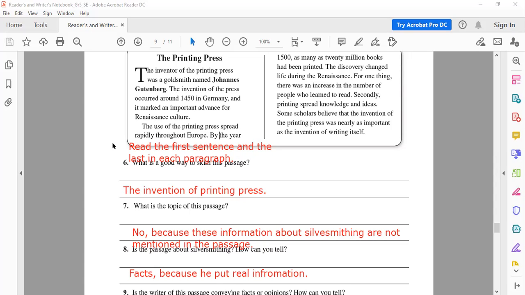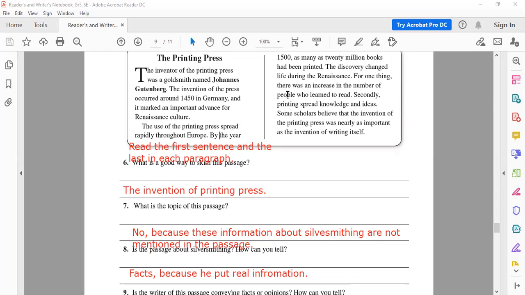The invention of the press occurred in 1450 in Germany, and it marked an important advance of Renaissance culture. The use of the printing press spread rapidly throughout Europe. By the year of 1500, as many as 20 million books had been printed. The discovery changed life during the Renaissance.